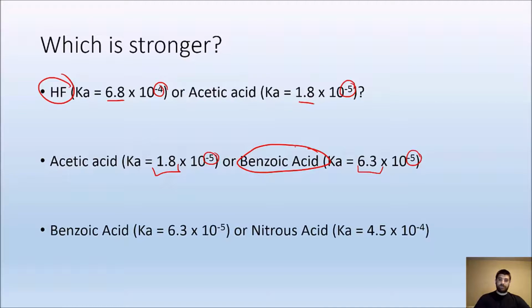All right, benzoic acid, Ka of 6.3 times 10 to the minus 5, or nitrous acid, which has a Ka of 4.5 times 10 to the minus 4. So again, I'm going to look first at the exponents. Which one is bigger? 10 to the minus 4 is a bigger number than 10 to the minus 5. So that is going to be our stronger acid for that one.